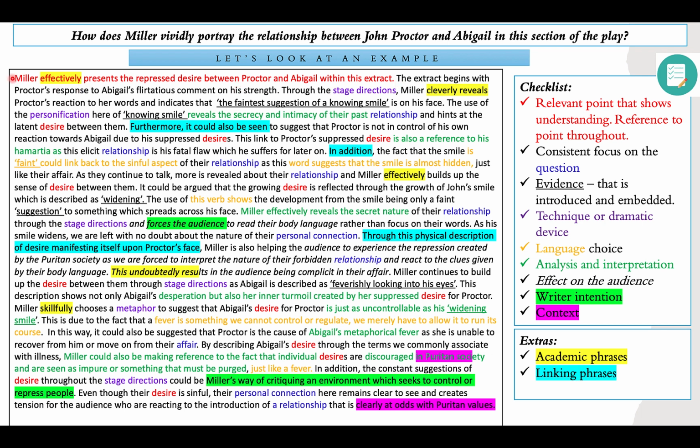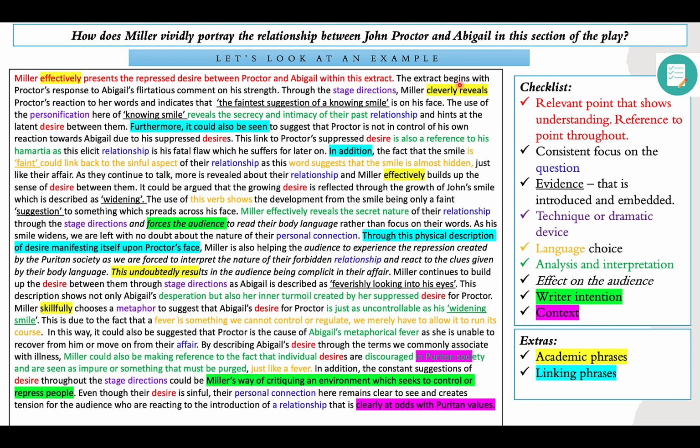So we have our point here, which is the point from my planning table. Miller effectively presents the repressed desire between Proctor and Abigail within this extract. The extract begins with Proctor's response to Abigail's flirtatious comment on his strength. It's always a good idea to approach this in the order in which it appears in the extract and put it into context, so let the examiner know exactly whereabouts in the extract you are referring to.